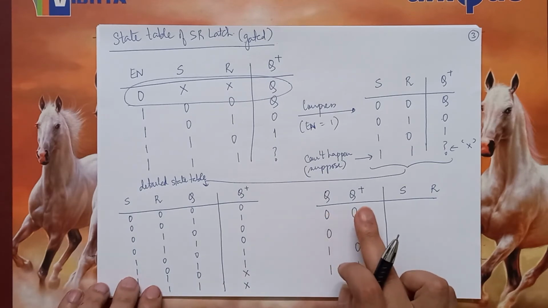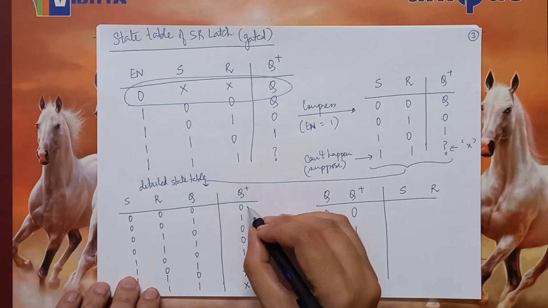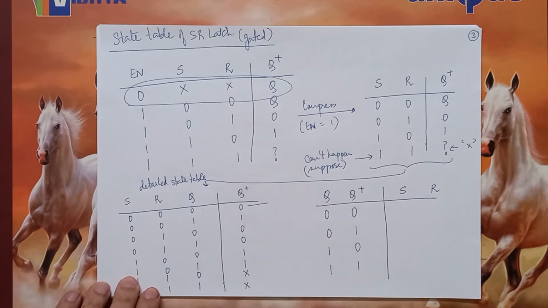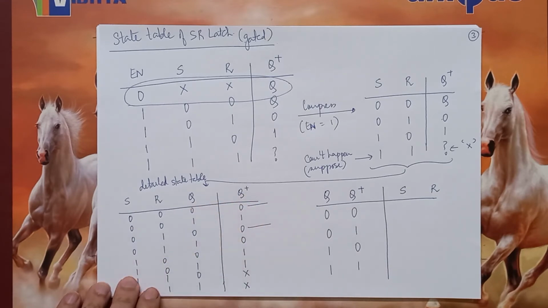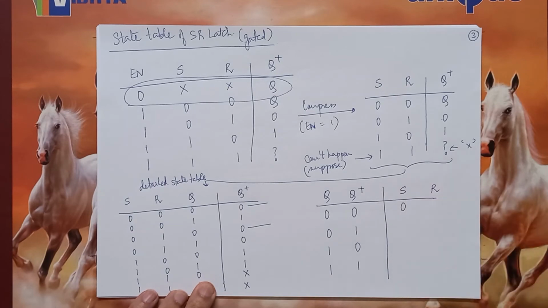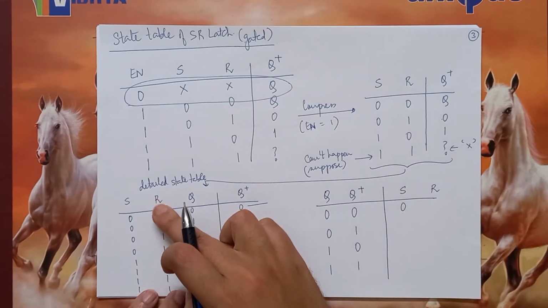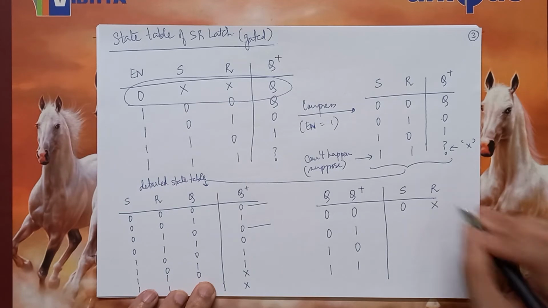So when Q and Q plus are both 0, let us see when this happens over here. This is one such scenario, and this is one such scenario. When Q and Q plus are both 0, corresponding to these two rows, let us see what is the value of S and R. In one place it is 0, 0, one place it is 0, 1. So therefore, for both cases, S is 0. And the value of R in one case is 0, the other case is 1. So what we see is that the value of R does not really matter. So therefore, we will put R as don't care.